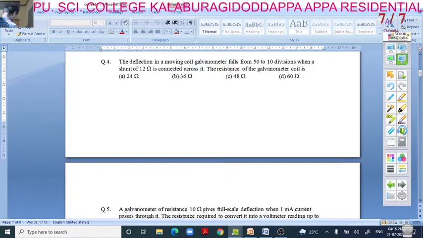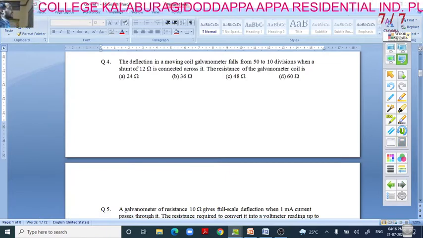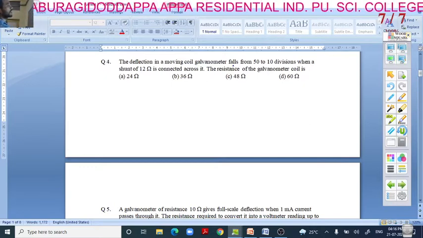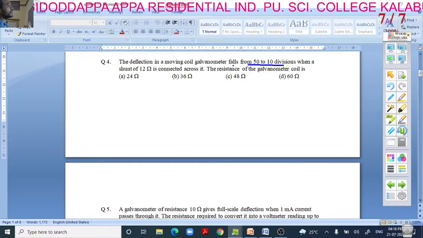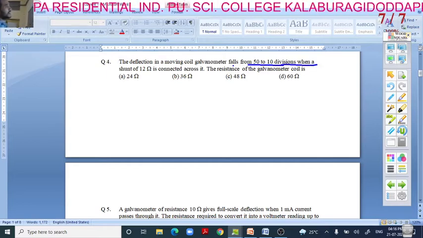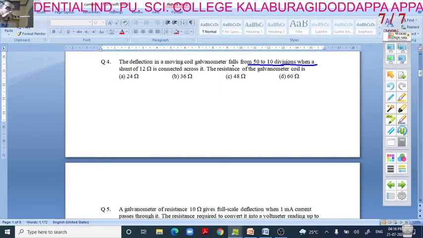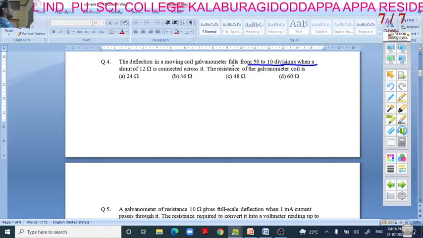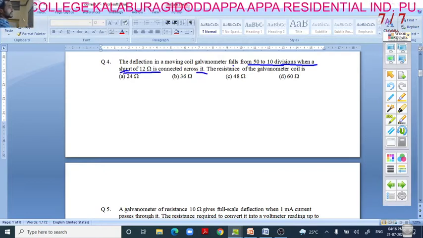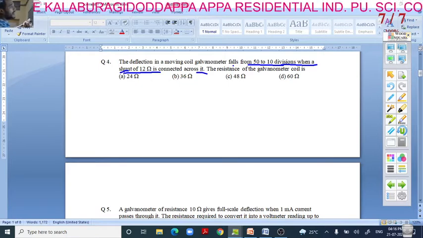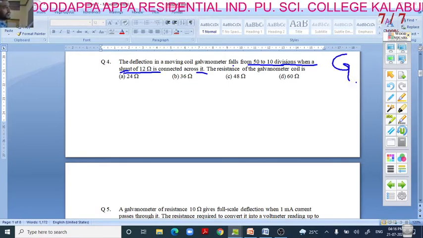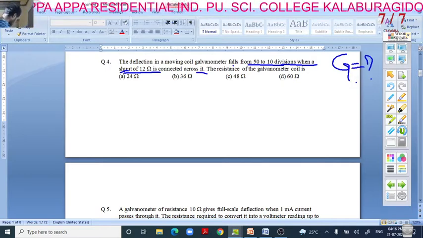Question number 4. The deflection in a moving coil galvanometer falls from 50 to 10 divisions when a shunt of 12 ohm is connected across it. The resistance of the galvanometer, denoted by capital G, is equal to what?